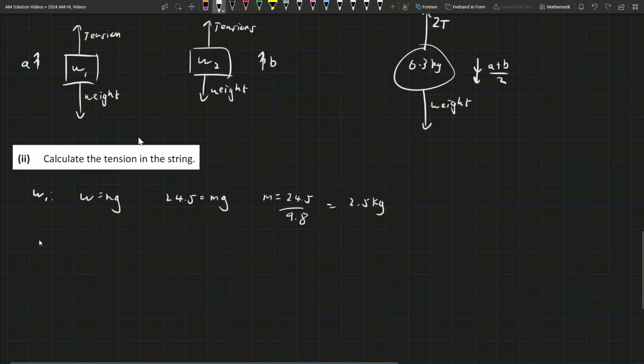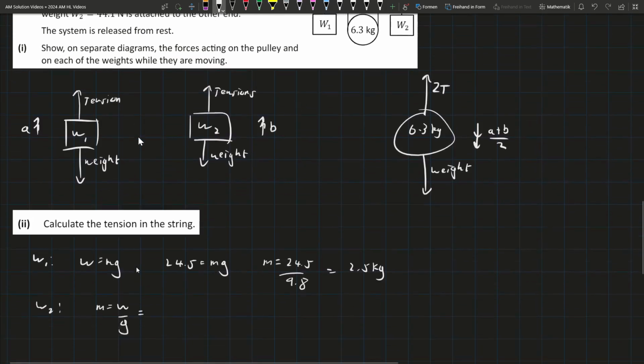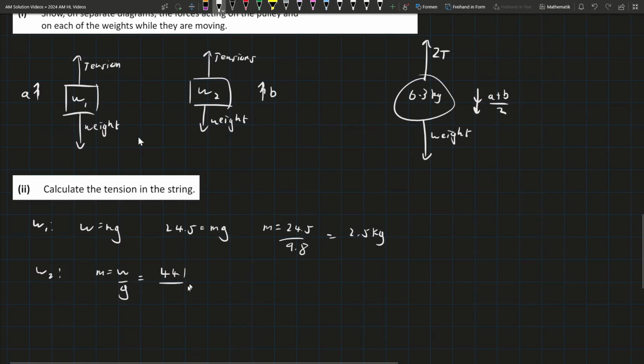I do the exact same thing for weight 2. The mass is given by the weight over gravity, 9.8, acceleration due to gravity, and weight 2 was 44.1, all over 9.8. That's going to be 4.5 kg.